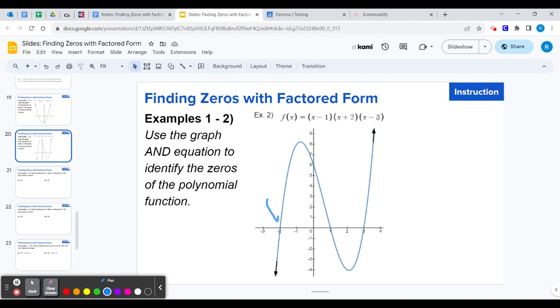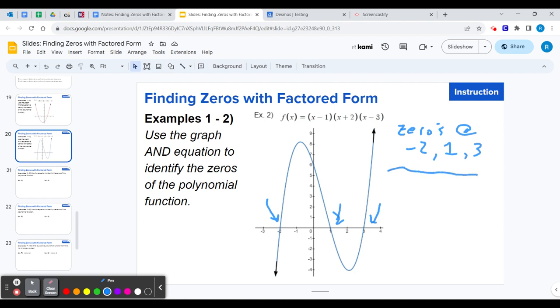We have a 0 here at -2 graphically, 1 graphically, and 3 graphically. So I'm going to write those out. Zeros at -2, 1, and 3.